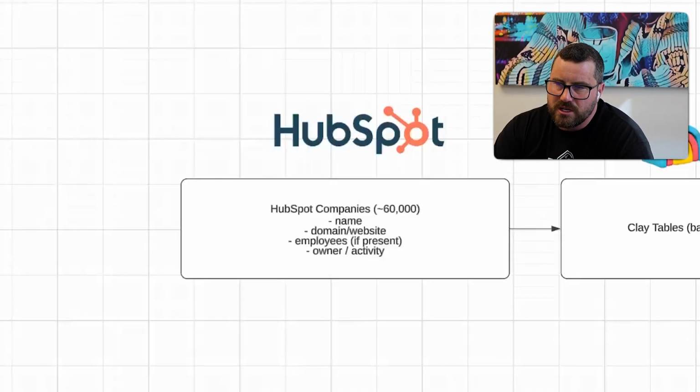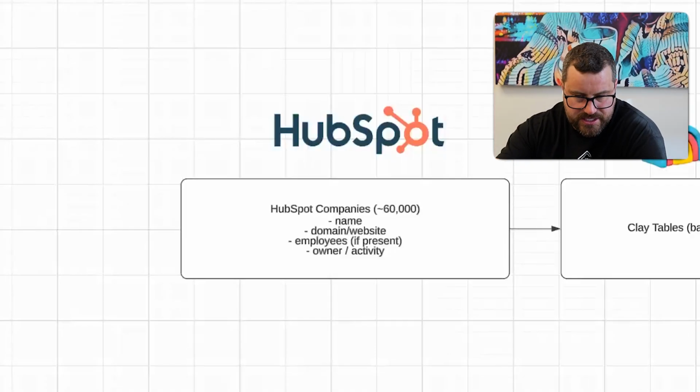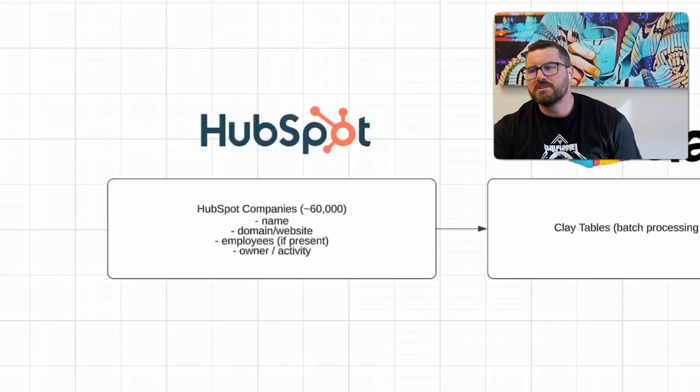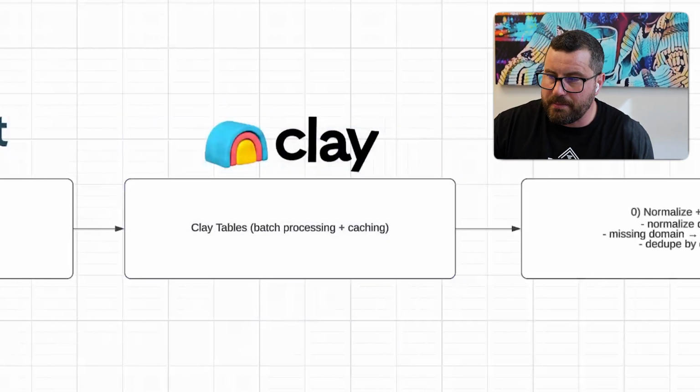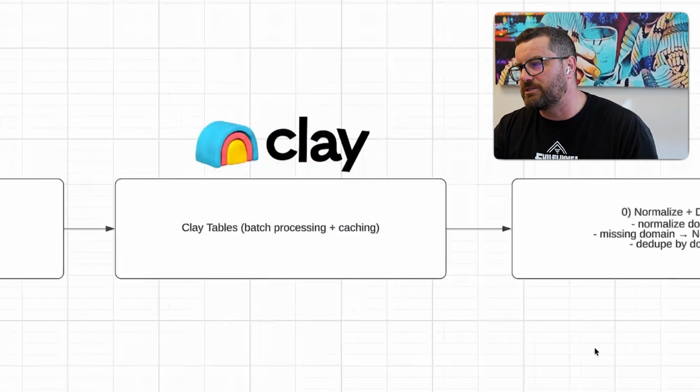Especially once you reach a size like this, 60,000 account records, you certainly don't need to go add 10,000 net new account records in here. We have 60,000 viable businesses, most likely, that are in this ecosystem. So we're going to use Clay here to essentially do all the batch processing, the caching, etc.